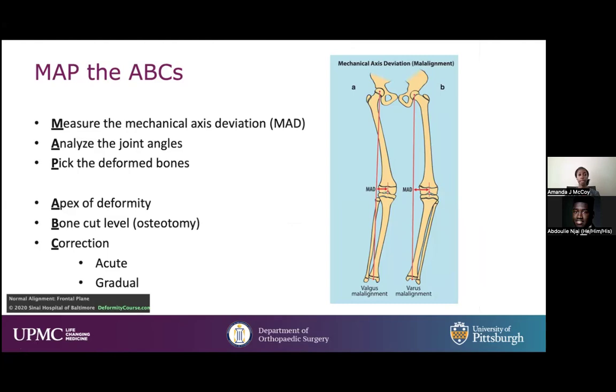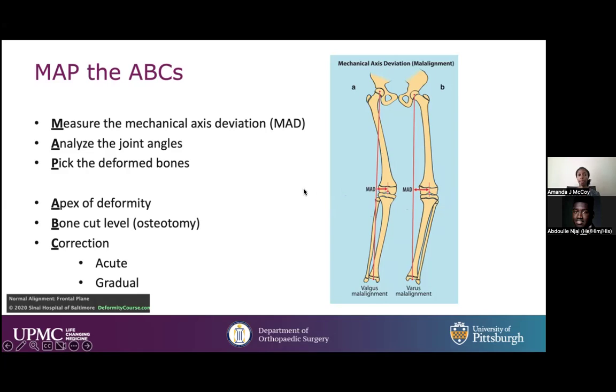Again, from the Baltimore Deformity course, after you know what your angle should be, you want to map the ABCs. And so you want to measure the mechanical axis deviation. And you can see that in this lower extremity, there is valgus on the right side, and there's varus on the left side. And generally, you would expect your mechanical axis to go through the center of the knee if you draw a line from the center of the femoral head to the center of the ankle. You do want to figure out which bones are deformed, and so it's really important to measure the joint angles.